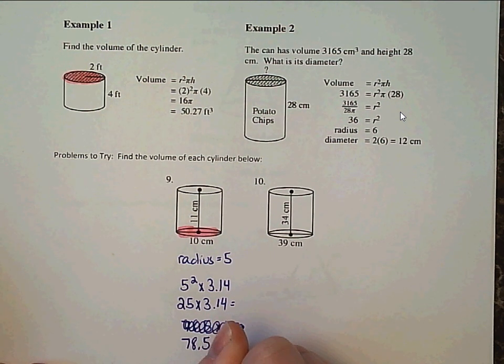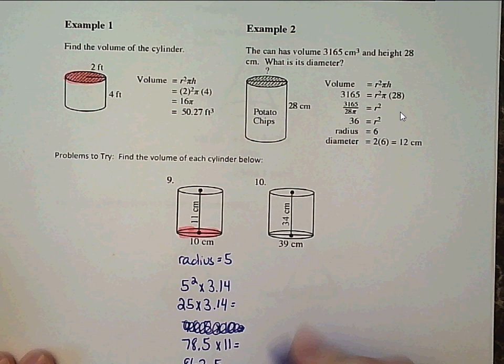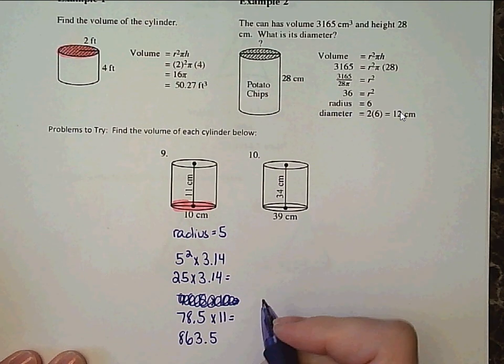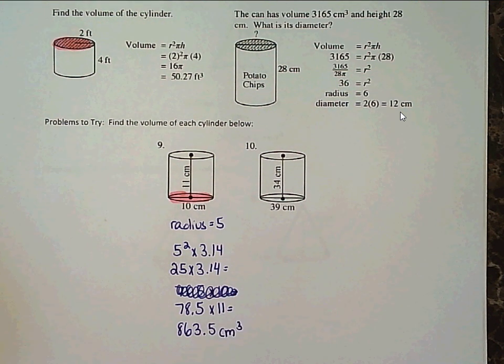We could then multiply it by the height, which is 11, and we should get 863.5, and because it's volume, sorry, I'll move it up a little bit, because it's volume, it should be centimeters cubed, okay? So we could do that one.